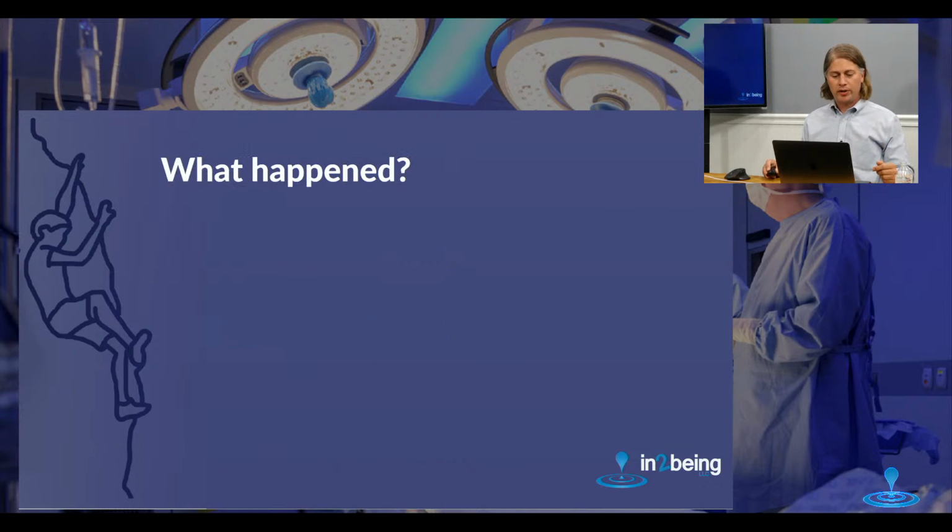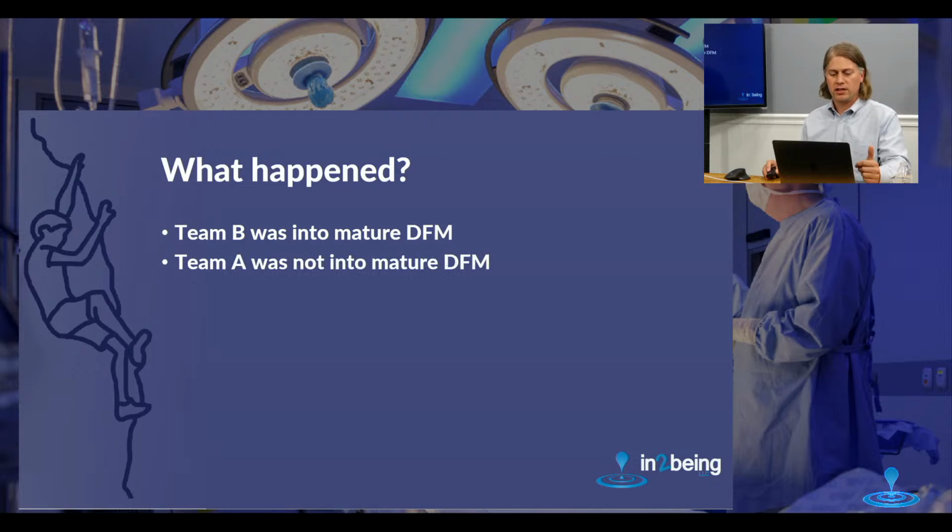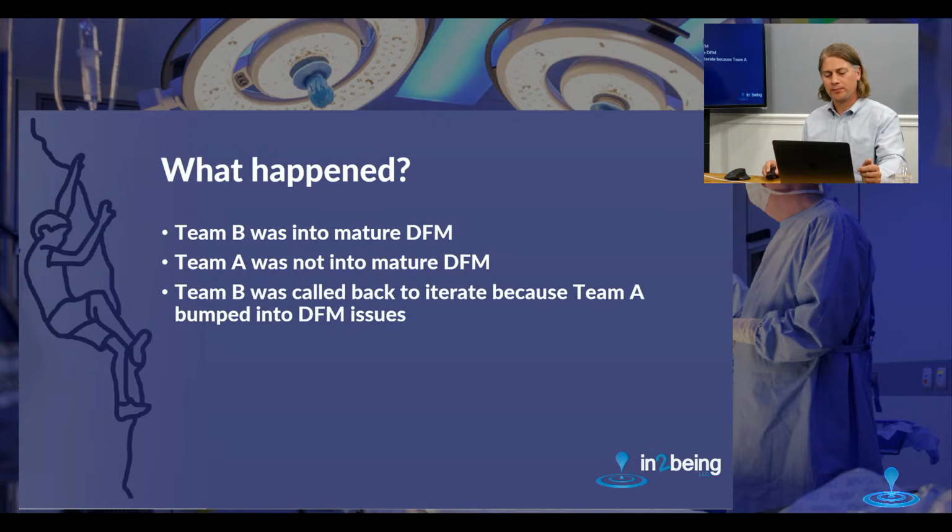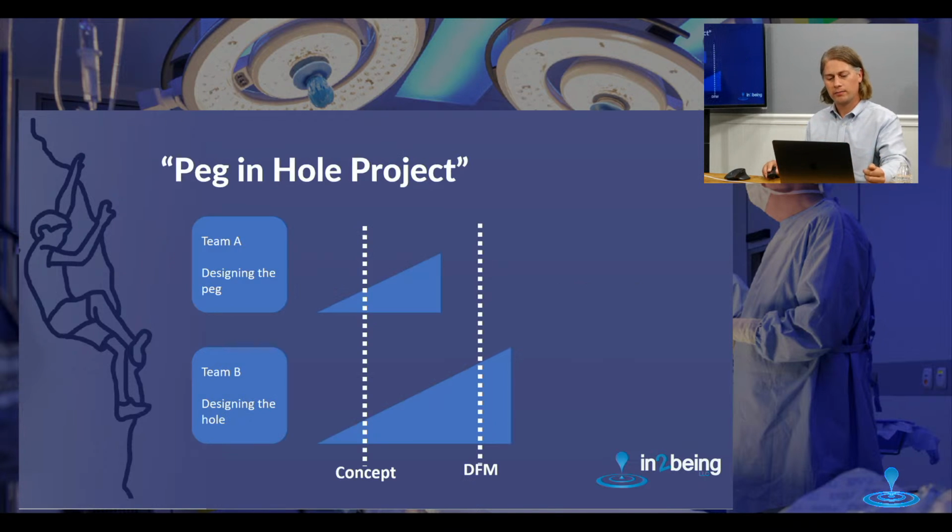And what has to happen next, we just described this, but here's Team B into mature DFM, mature design for manufacturing. Team A was not at that stage. Probably could have been, but wasn't. Team B got called back to iterate again. So iterations emerged from an immature and unbalanced design for manufacturing process because Team A bumped into DFM issues when Team B was already mature in that regard.